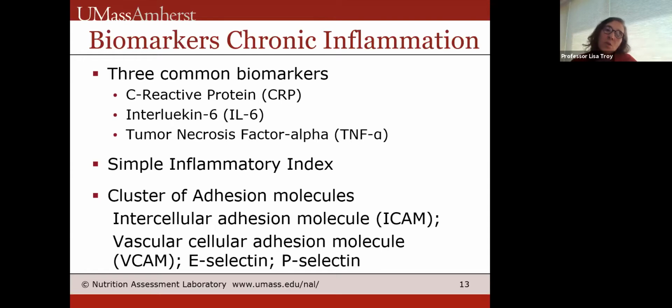I'm going to talk about 2 simple inflammatory indices, and then we're going to talk about this cluster of adhesion molecules. And I really think that this last set, the cluster of adhesion molecules, found in the endothelium and related to heart disease, looking at those clusters by biological function is a place that has been largely unexplored, but has, I think, a really big potential for impacting how we understand inflammation on disease risk.